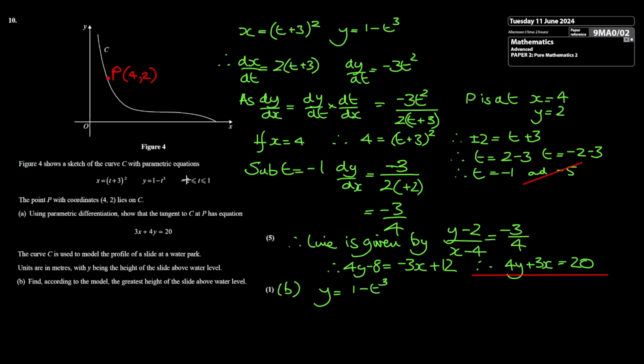So we need this to be maximum, so we've got to sub in t is equal to negative 2. And therefore I get that y is equal to 1 plus 8, since minus 2 times minus 2 times minus 2 is negative 8, so positive 8, and this is equal to 9 meters. And that will be the maximum height of the slide above the ground, given that t is restricted between minus 2 and 1. And that's the answer to part B of that question.